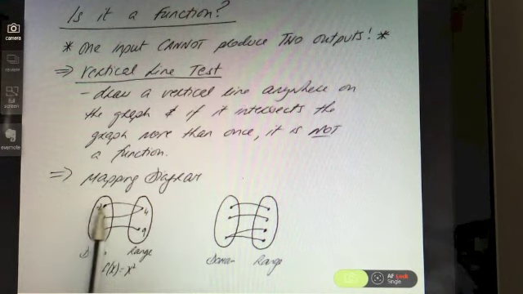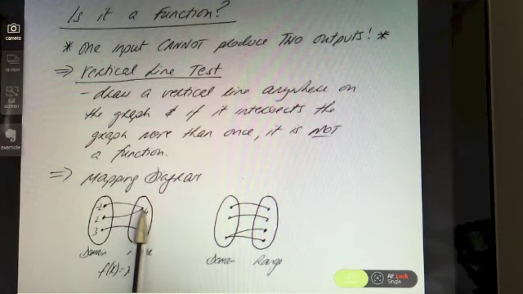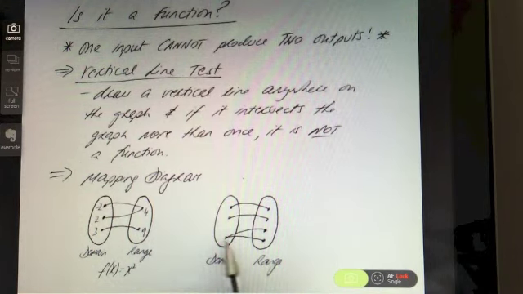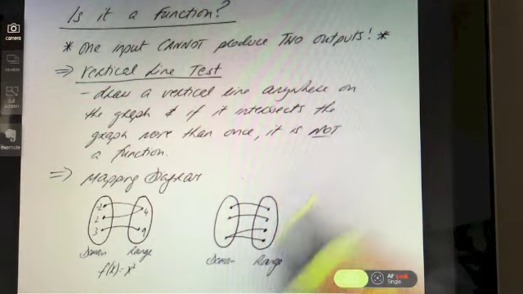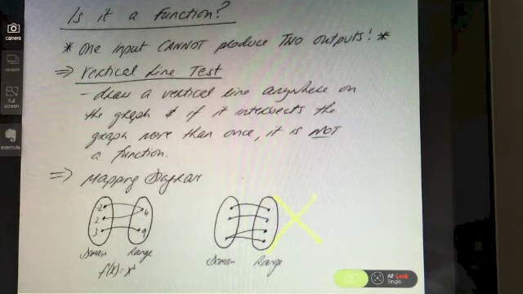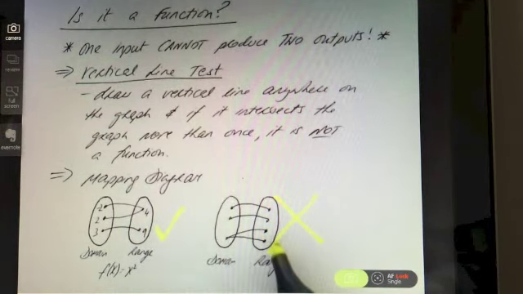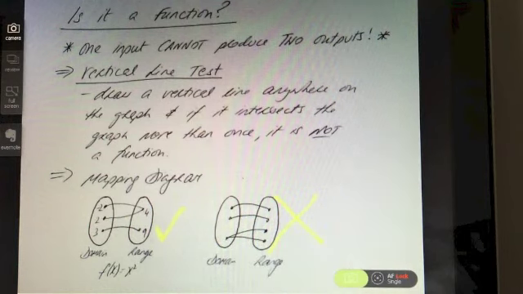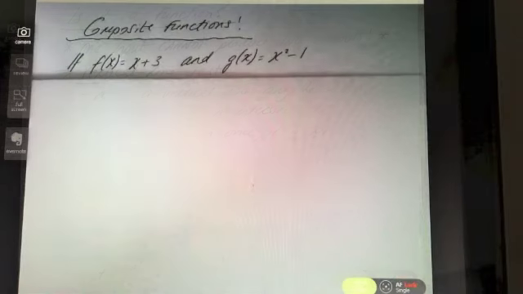That's okay, because -2 to be squared will give you 4, and 2 to be squared will give you 4. This, though, over here is not okay. This is where, look, you have one input producing two outputs, and that, of course, we cannot have if we're talking about a function. This one's fine, but this one input going to two outputs is not a function.